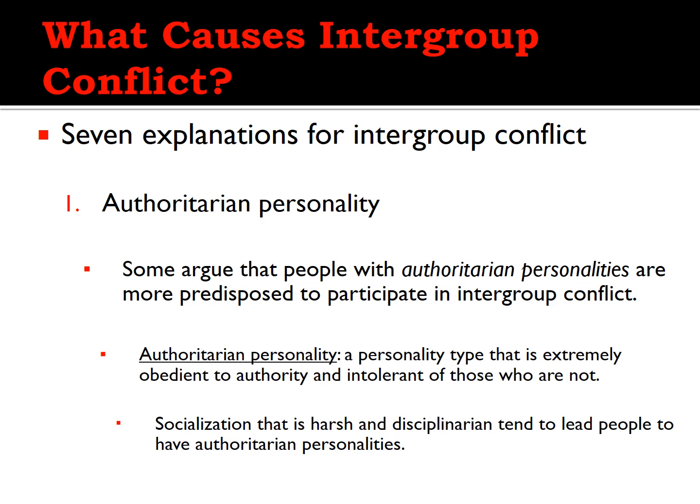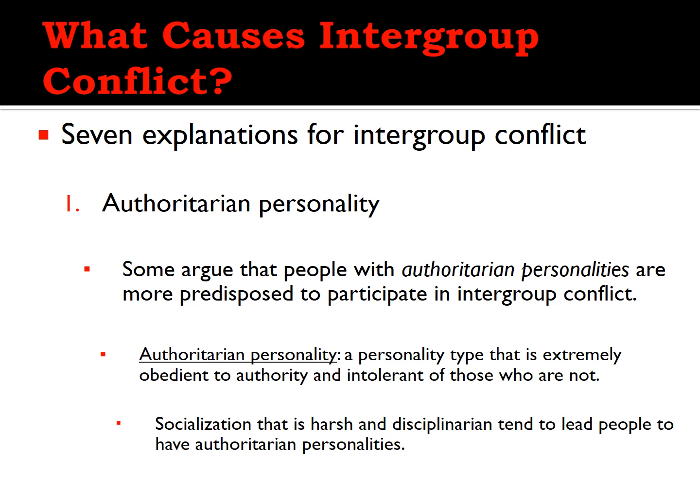Now, one explanation given for intergroup conflict is authoritarian personality. Some social psychologists argue that people with authoritarian personalities are more prone to participate in intergroup conflict than those without authoritarian personalities. A person with an authoritarian personality is a person that is extremely obedient to authority and is quite intolerant of people who are not obedient to authority.